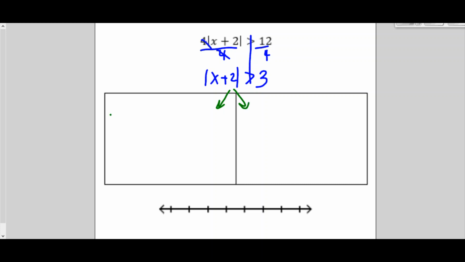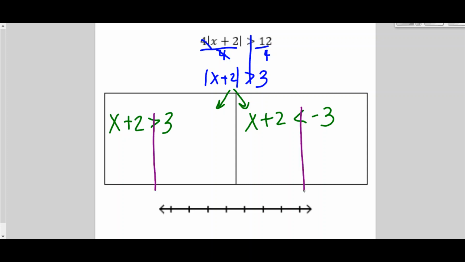So I'm going to say x plus 2 is bigger than 3. And then the other one is going to be x plus 2 is less than negative 3. Remember, since I'm changing the sign of the number to negative, I need to flip the inequality sign. And then you're going to solve each of those. So draw your line and then solve. So I'll let you pause the video and solve those two. When you unpause the video, I'll have the solution there for you.